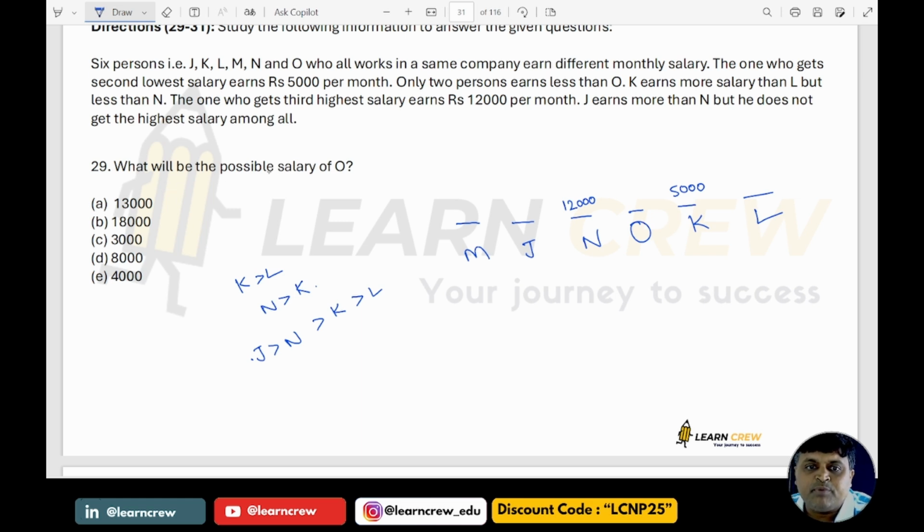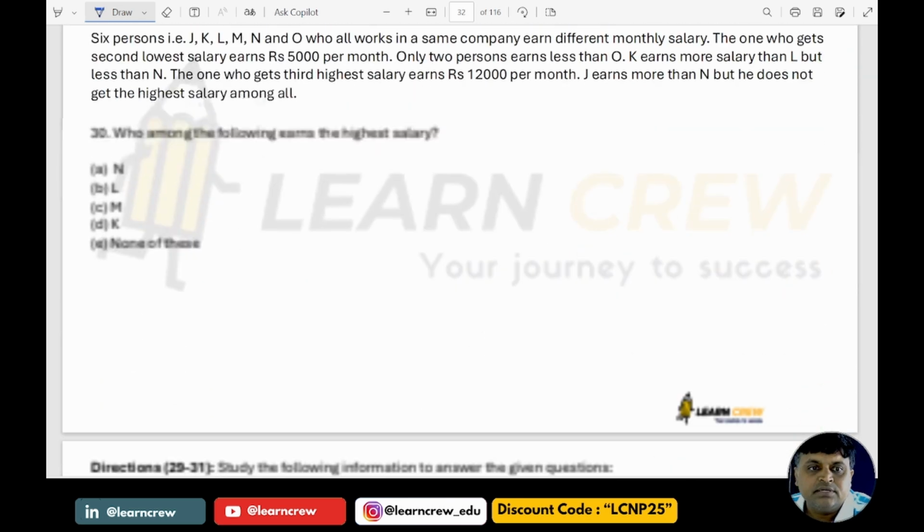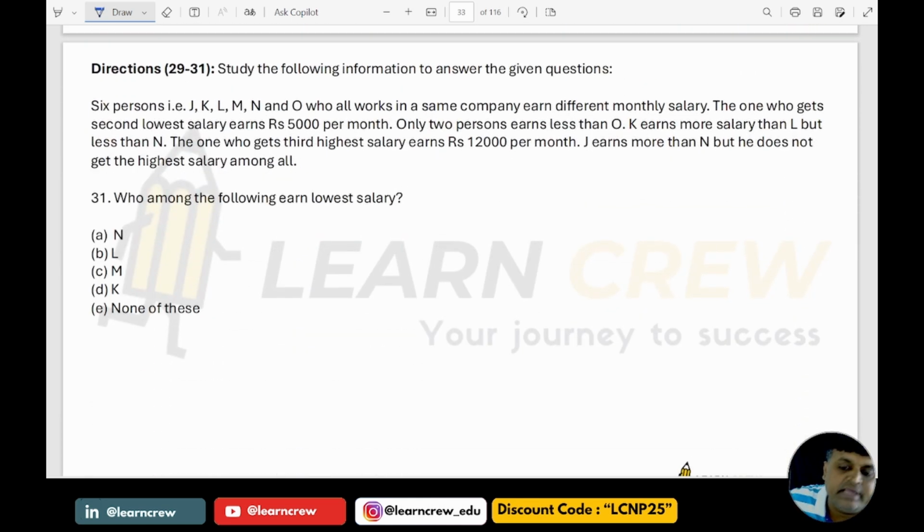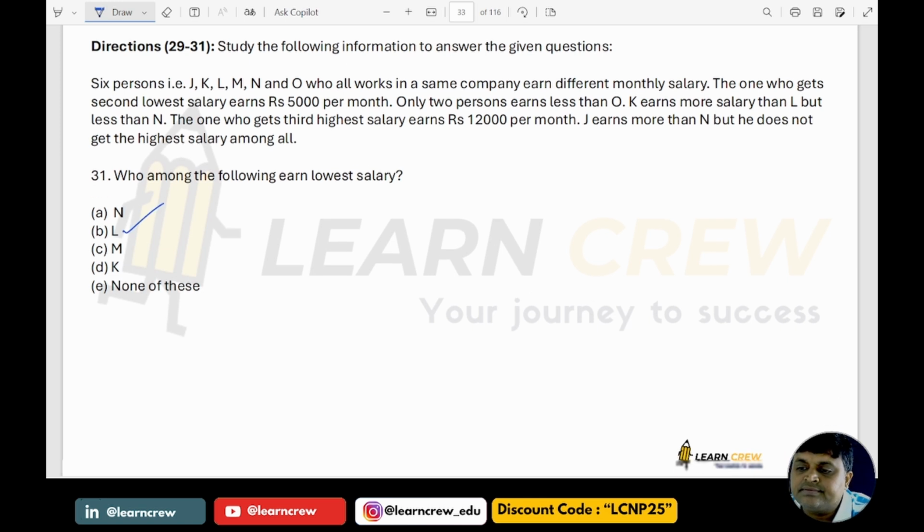Now what will be the possible salary of O? More than 5,000, less than 12,000. So the answer is 8,029, option D. Next, who among the following earns the highest? M. Next, who among the following earns the lowest salary? Just now we have done, it is L.